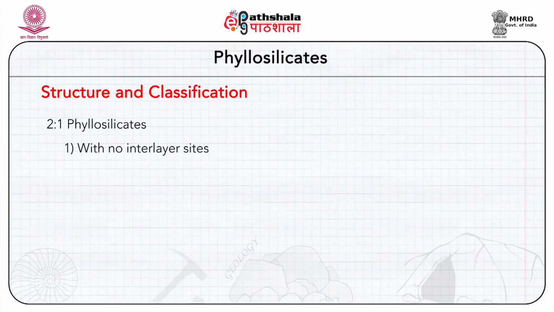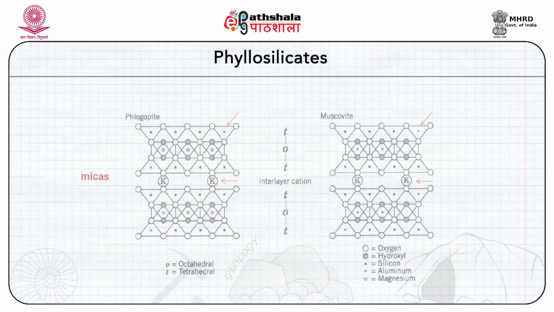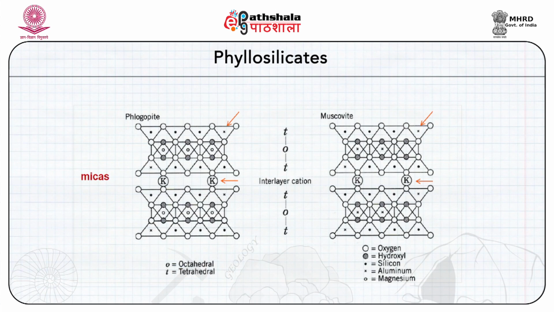The second variety of 2:1 layer silicates is one with cations like potassium in interlayer sites. The structure consists of TOT layers wherein some tetrahedral sites are occupied by aluminum Al3+ rather than Si4+. Common minerals which are included in this group are Micas and the brittle Micas. In the Micas, the ratio of Al3+ to Si4+ in the tetrahedral site is 1:3.